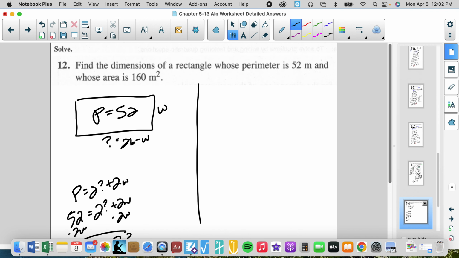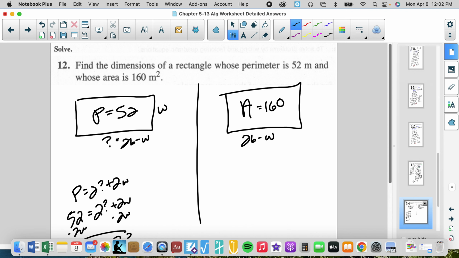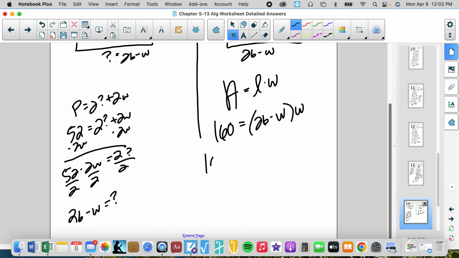So taking that information, we use it to find the area. Area equals 160. Our length is 26 minus W. Our width is W. Area equals length times width. 160 equals length, 26 minus W, times the width. 160 equals 26W minus W squared. Let's again move everything to the left.